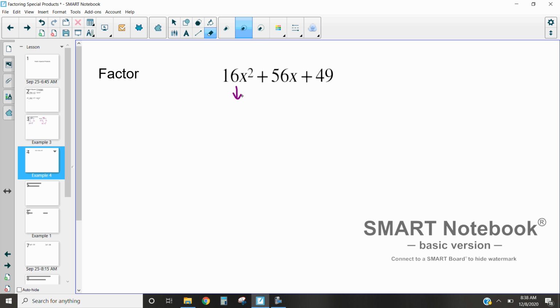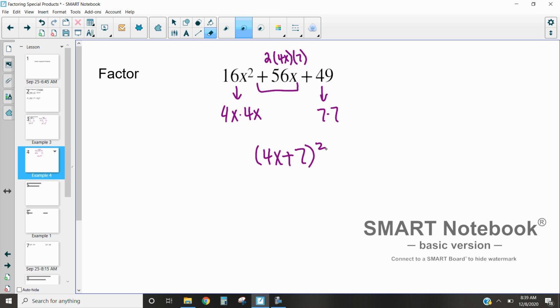Again, we're going to look at that first term and the last term. Are they both perfect squares? In this case, yes. The first one is 4x times 4x. The last one is 7 times 7. So as we have both of those, we can double check to make sure that this middle term is 2 times the first times the second, and it is. And so because of that, and with our plus sign, we know this will factor into (4x + 7) squared. So that's how you would factor a perfect square trinomial.